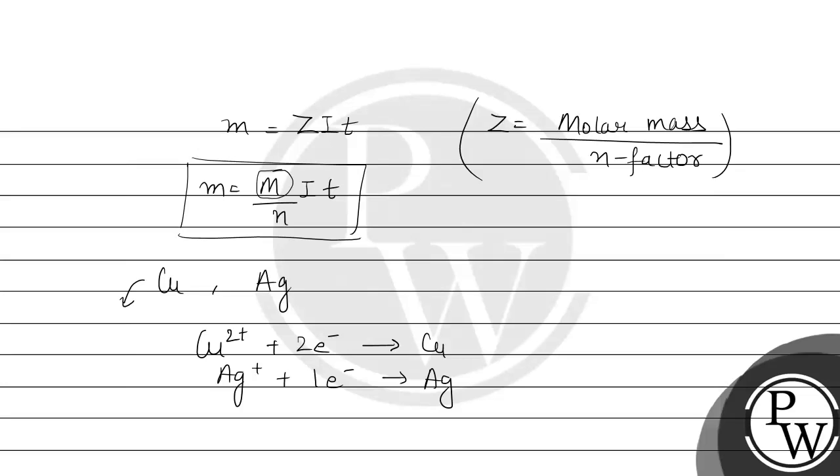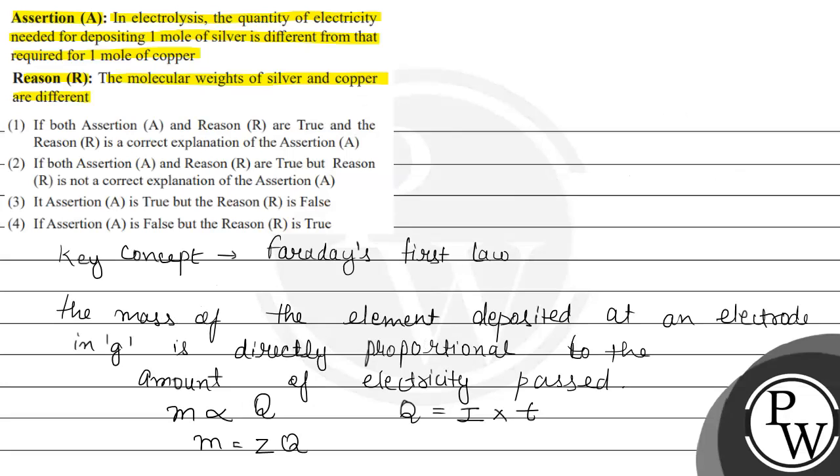The molar mass of copper is 63.5 grams per mole, and the molar mass of silver, Ag, is 108 grams per mole. So by this we can say the mass deposited will be different for both of these.